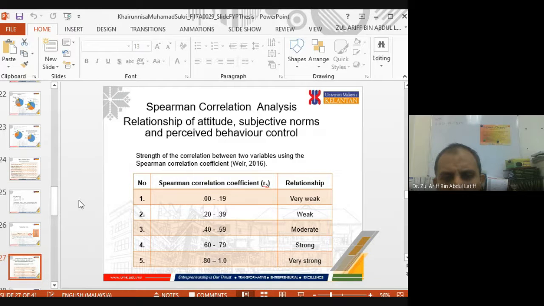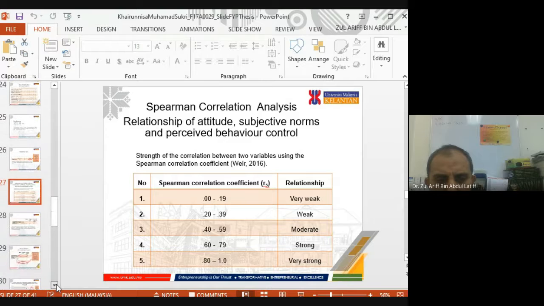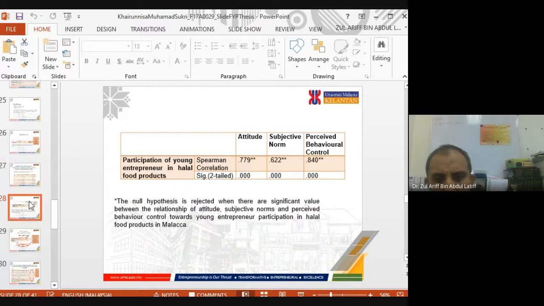So for the Spearman correlation, the attitude is 0.0 to 0.19, which is stated as very weak, and very strong will be 0.8 to 1. Okay, the two tails, the null hypothesis. So we have to put here significant, all is good.